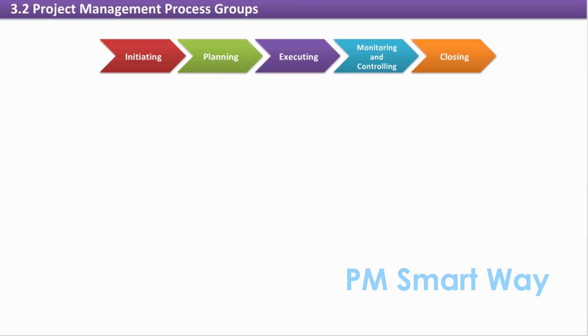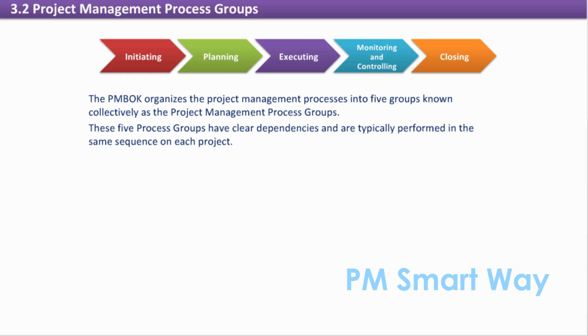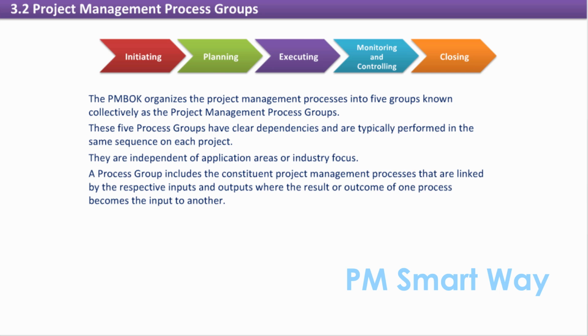Project management process groups. The PMBOK organizes the project management processes into 5 groups known collectively as the project management process groups. These 5 process groups have clear dependencies and are typically performed in the same sequence on each project. They are independent of application areas or industry focus. A process group includes the constituent project management processes that are linked by the respective inputs and outputs, where the result or outcome of one process becomes the input to another.